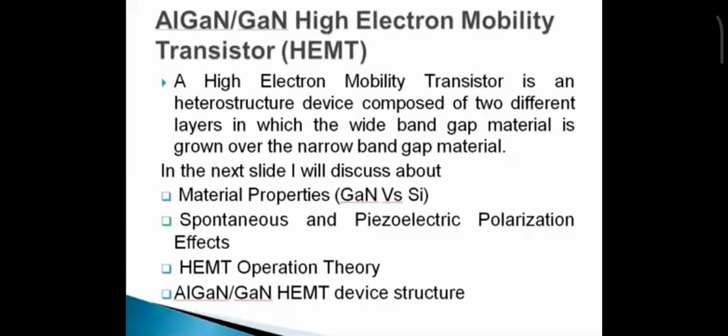So let's start. In this video, I will talk about aluminum gallium nitride high electron mobility transistor. A high electron mobility transistor is a heterostructure device composed of two different layers in which the wide bandgap material is grown over the narrow bandgap material.